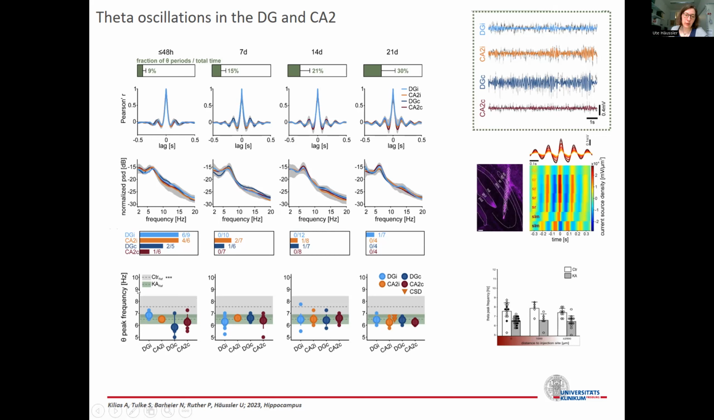And here you see in gray the theta frequency distribution for controls. And you see the mean for the kainate of this previous paper. And in those colored dots, you see the areas: dentate, CA1, CA2 ipsi, dentate contra, and CA2 contra. And you see that already from this early time point, 48 hours after kainate, until 21 days, this theta oscillation is reduced by more than 1 Hertz, constantly, and it's all over the network. So it must rather be somewhere in the entire theta generation network where something goes wrong.